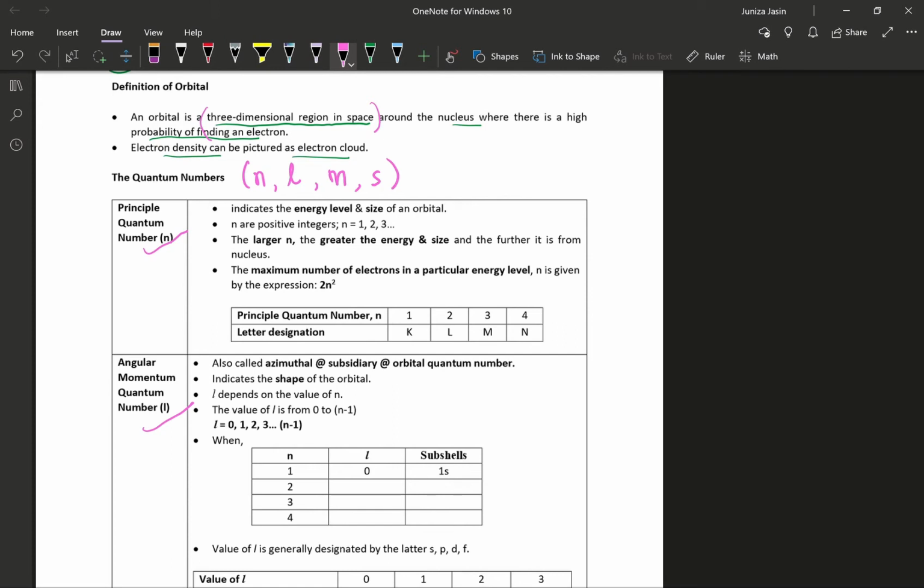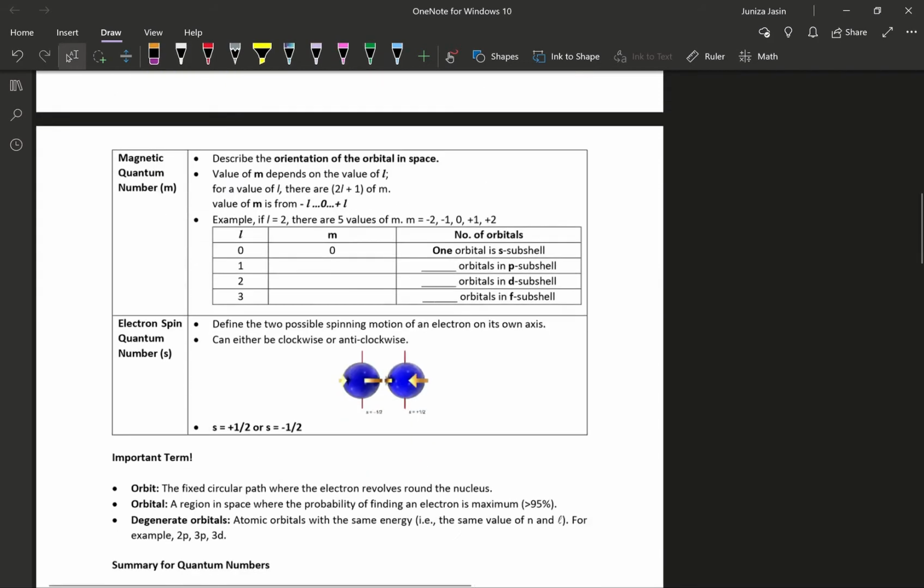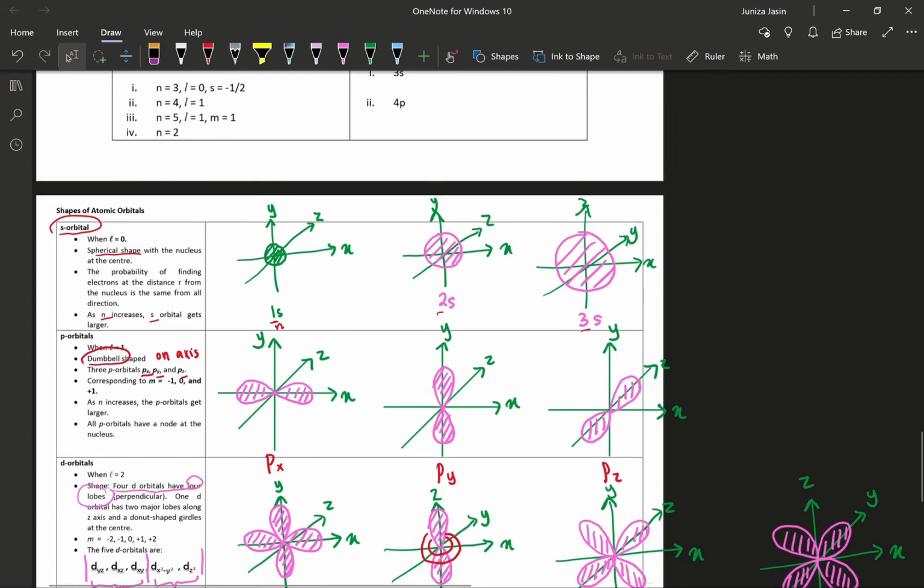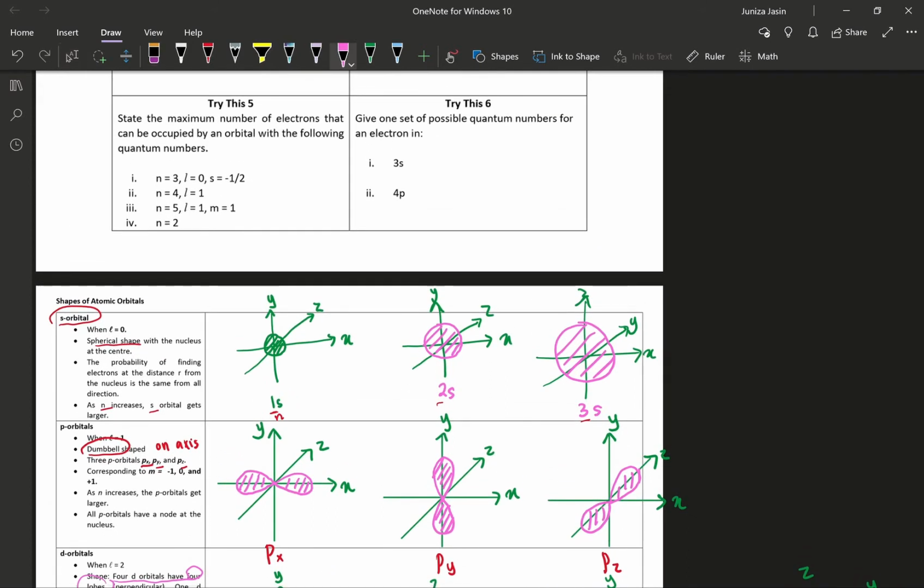Okay, so senang je. For N adalah principal quantum number. Okay, so N indicate the energy level and size of orbital. N ni apa? N adalah satu nilai quantum number untuk menunjukkan energy level dia. Okay, and the value of N are positive integers. So start from 1, 2, 3 and so on. Okay, so lagi besar nilai N, lagi besar dia punya energy dan size. Okay, so ini kalau kamu ingat, kita draw 1S, 2S, 3S, ni N ni.